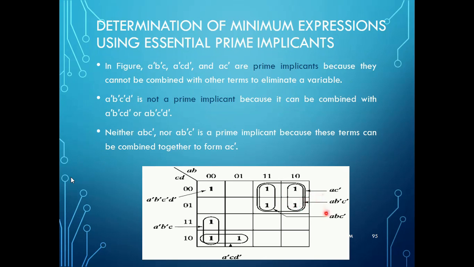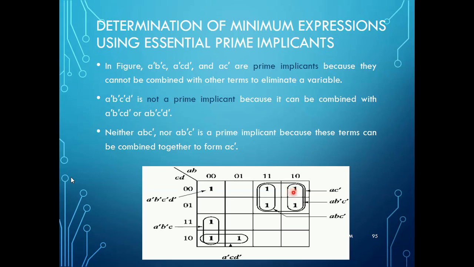AC bar. So that's why we finally conclude that the major prime implicant here is AC bar. Another term you can see here is left out without an answer: A bar, B bar, C bar, D bar. This term is not a prime implicant because it can be combined with A bar, B bar, C, D bar and also with A, B bar, C bar, D bar. That means this one can be combined either with this one or this one.